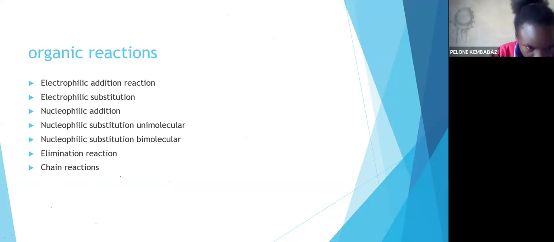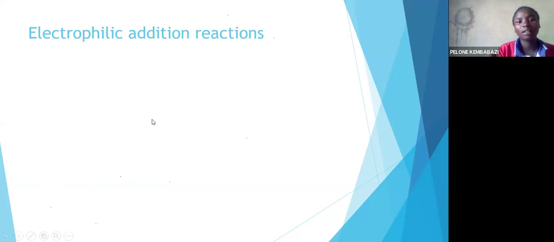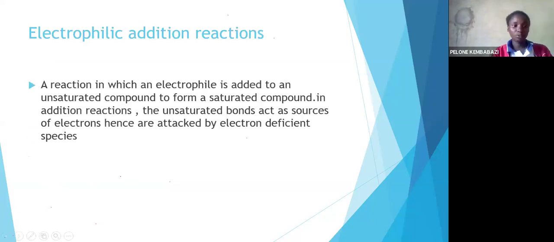So electrophilic addition reactions are reactions in which an electrophile is added to an unsaturated organic compound to form a saturated organic compound. We shall find out that an electrophile, as we have said, is an electron-seeking species. Most of them will have a positive charge, or it is a carbocation or a molecule or an atom carrying a positive charge seeking an electron. And so they will react with unsaturated organic compounds to form saturated organic compounds.